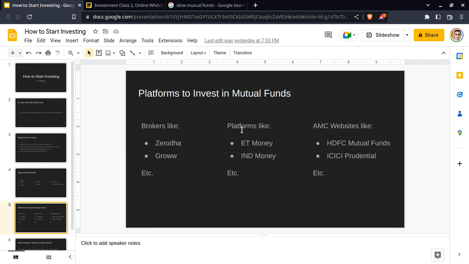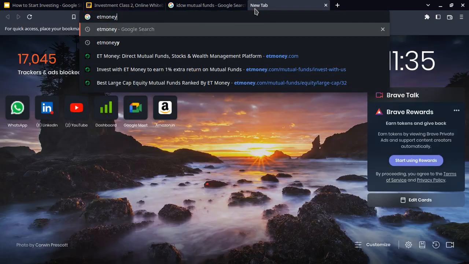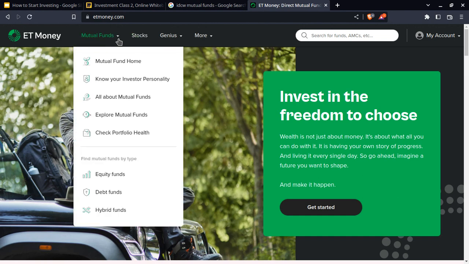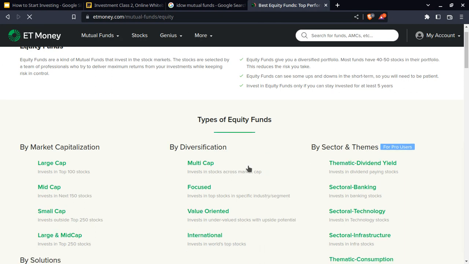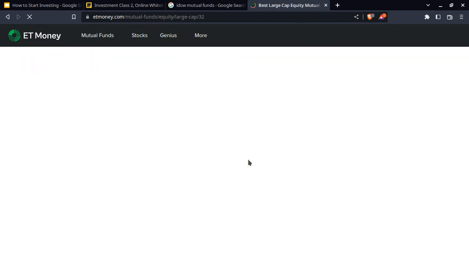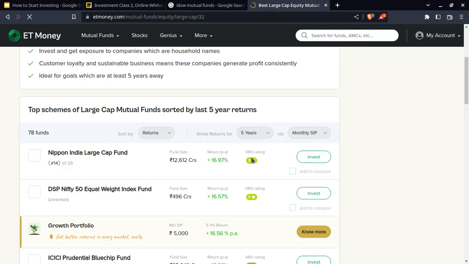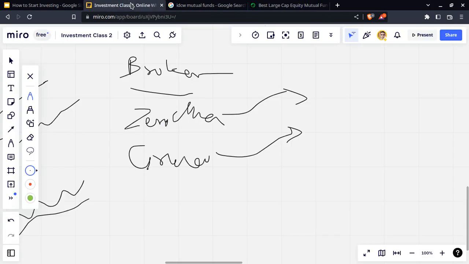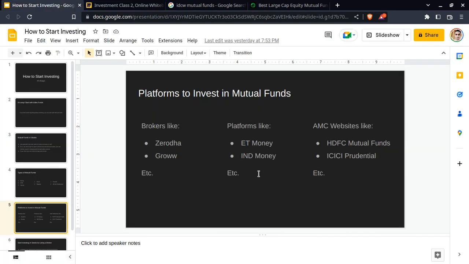And there are platforms like ET Money. These are not brokers, but through them you can invest. Go to ET Money and see. You can go to mutual funds and you can see equity funds. You have to create an account here, and you see mutual funds here. You can invest in them by creating your account. Then there are platforms like ET Money, and INDmoney is also there. You can invest through them.